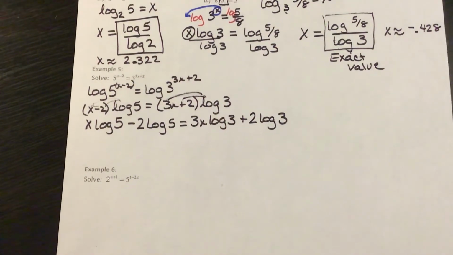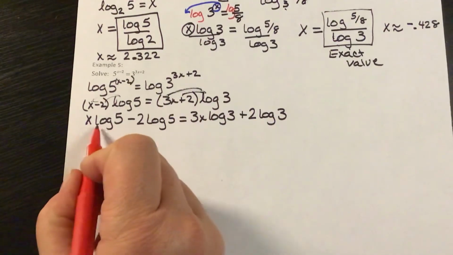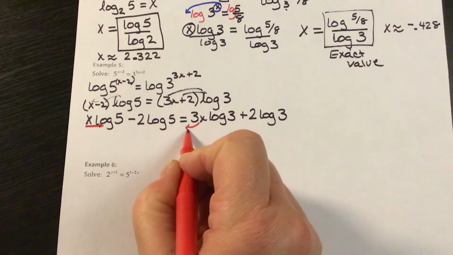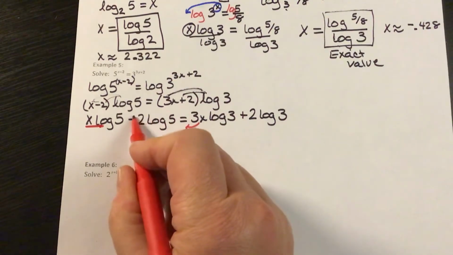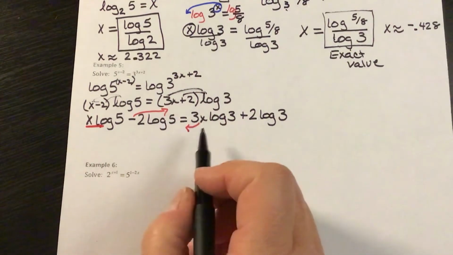Now my goal is to solve for x. So I need to get the terms with the x's on one side and the non-x terms on the other side. So basically I'm going to keep this here. I'm going to subtract this over to this side and then add this to the other side. Okay, so I'm just going to do some shuffling here.